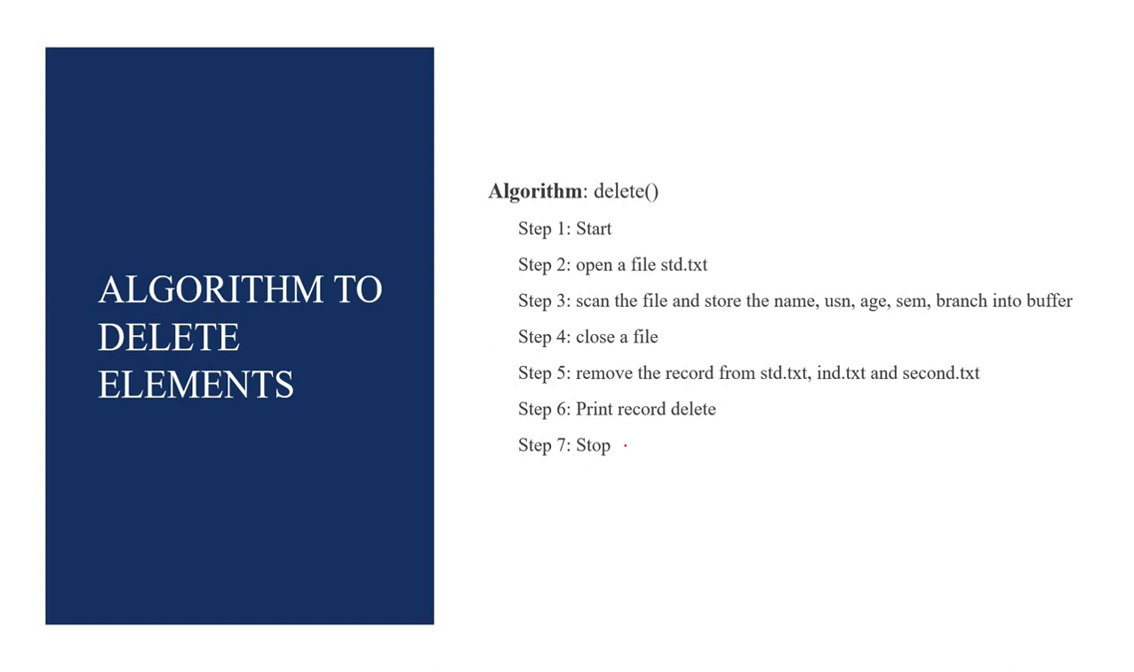Similarly, to delete a particular element, the file will be read with the name of the user. The user file, std.txt, the student data, will be considered in open mode. Scan the file, and locate the particular name, USN, age, semester, branch variables into a buffer memory. Then remove the particular record from the student index as well as the secondary index files. Once the record is deleted, you have to print the particular record on the output window.